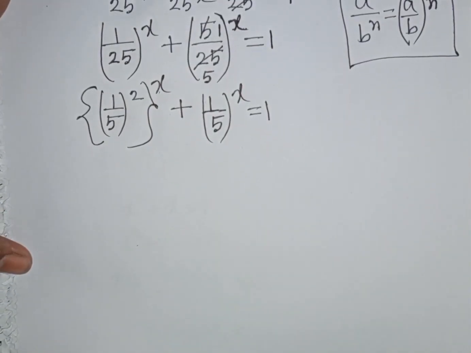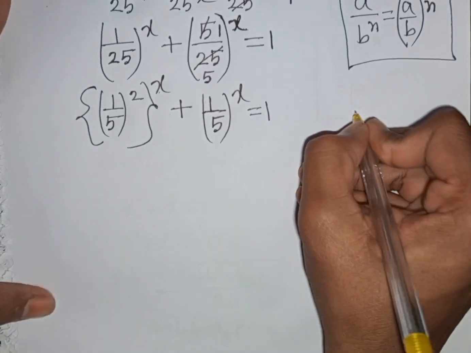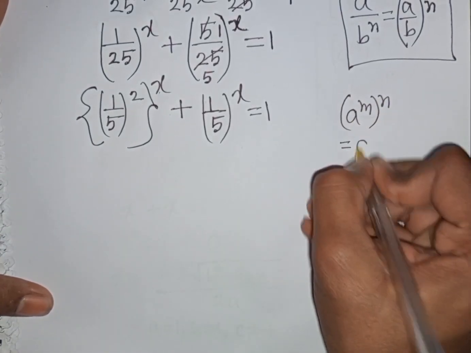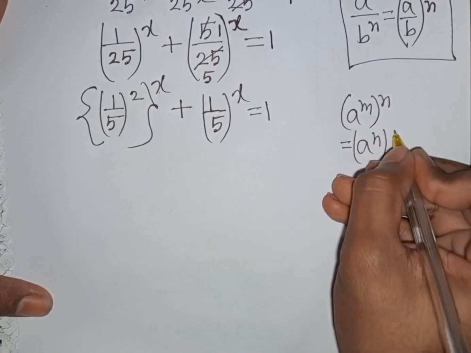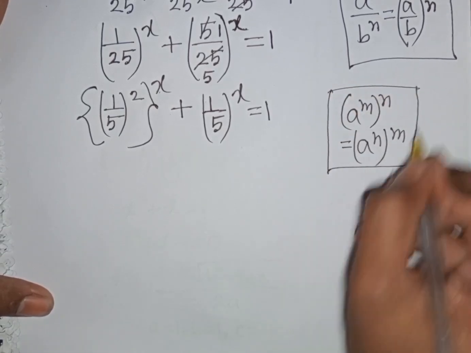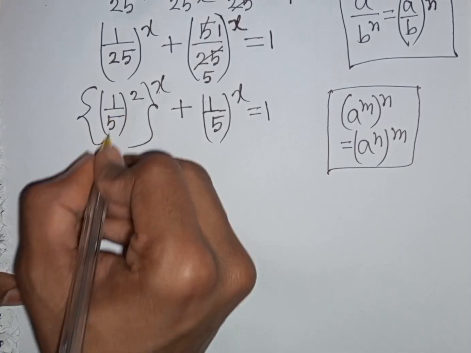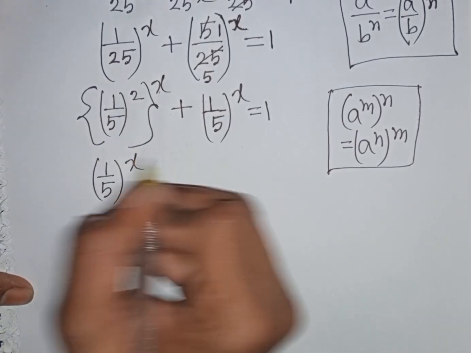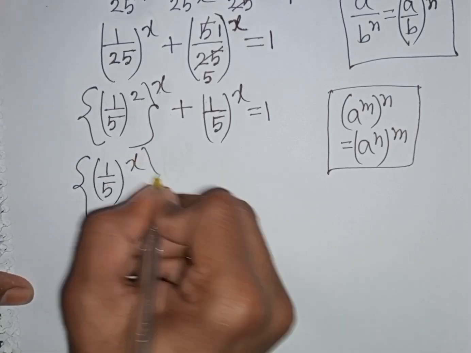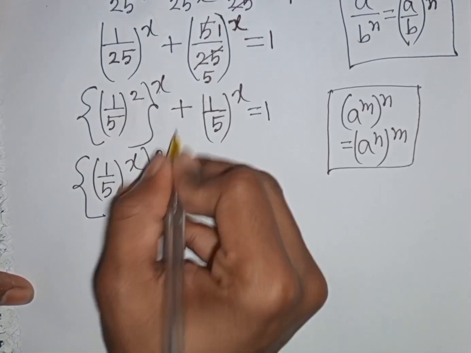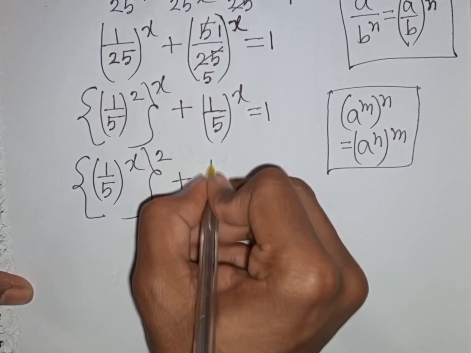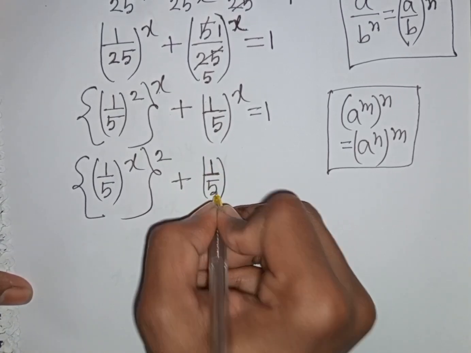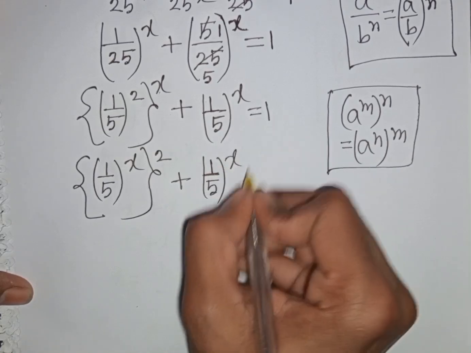Now we see here you can apply this rule, a power m bracket power n is equal to a power n bracket power m. So according to this exponential rule I can write here (1 by 5) power x, then second bracket power of 2 plus (1 by 5) power x is equal to 1.